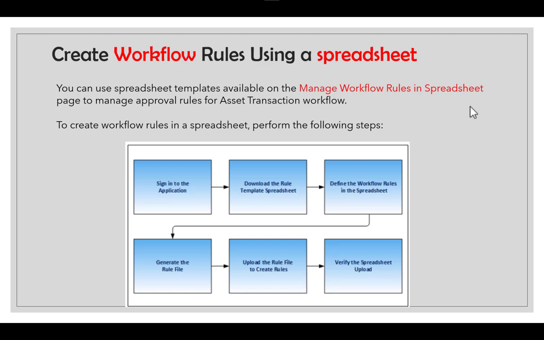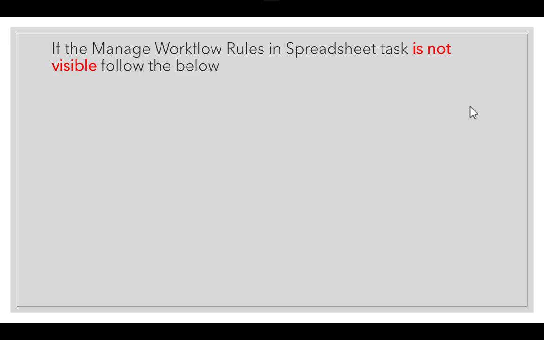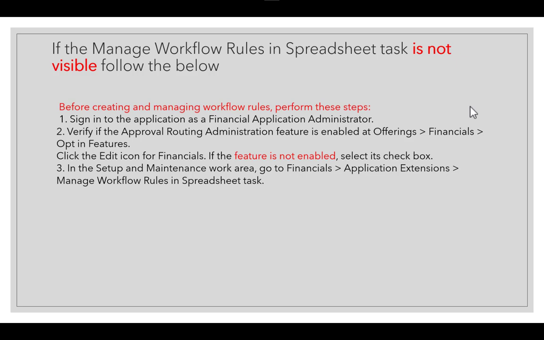We will see it later, how to download, how to upload, how to set up, and how to book the attributes. In case the manage workflow rules in a spreadsheet task is not visible, you have to follow the below steps. You have to sign in to applications as a financial application administrator, verify if the approval routing administration feature is enabled at offering financial opt-in features. Click the edit icon for financials. If the feature is not enabled, select its checkbox.